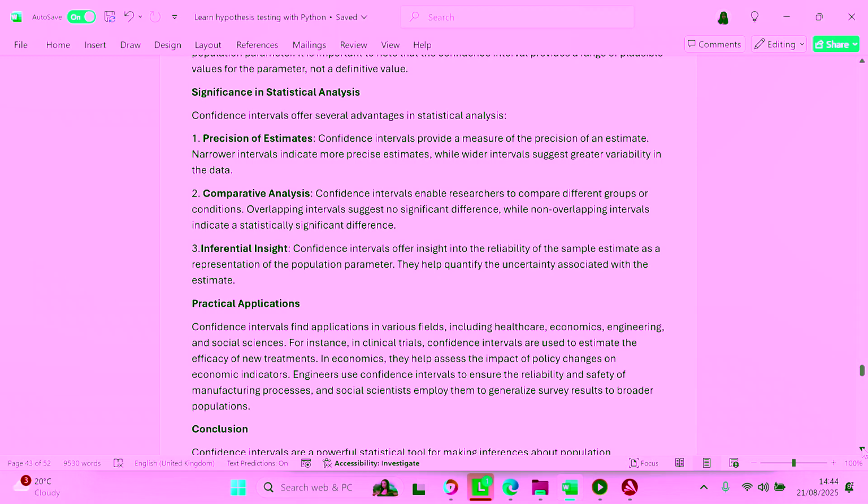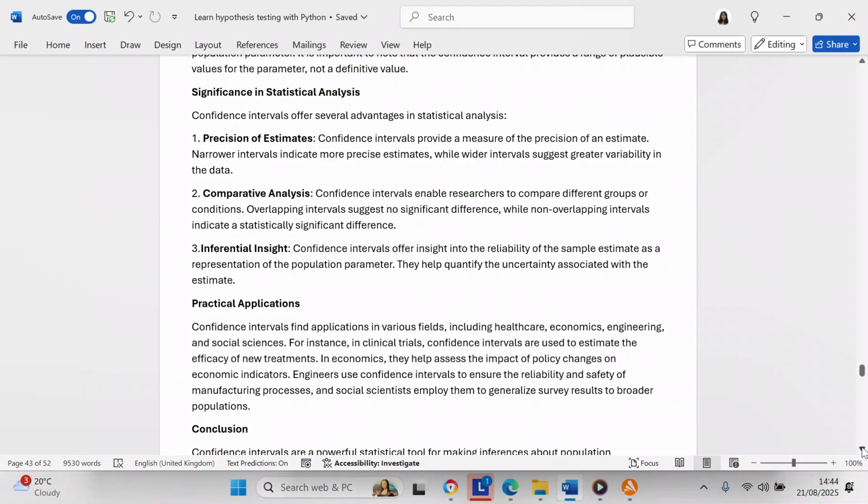Confidence intervals offer several advantages in statistical analysis. Number one is the precision of estimates. Confidence intervals provide a measure of the precision of an estimate. Narrower intervals indicate more precise estimates, while wider intervals suggest greater variability in the data.